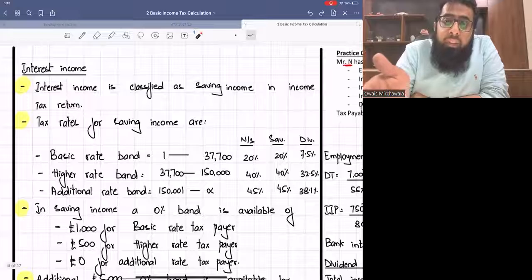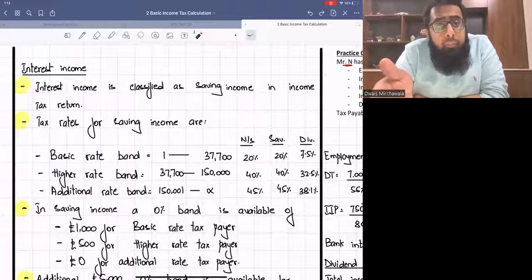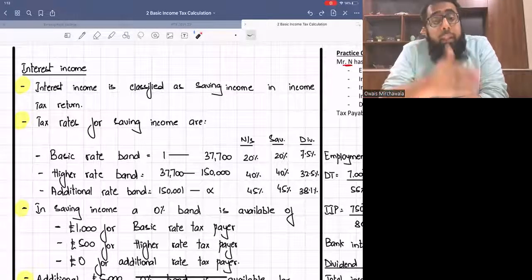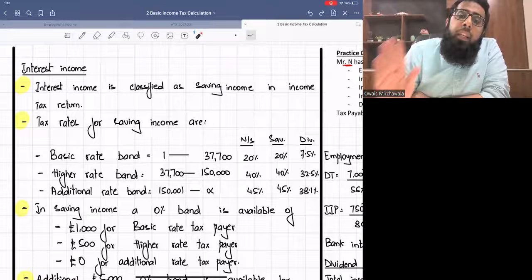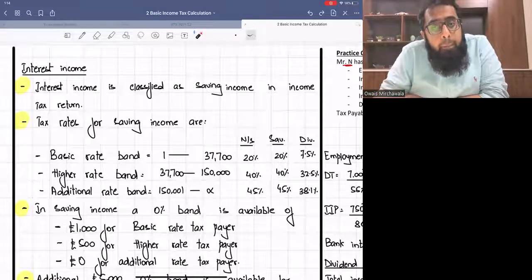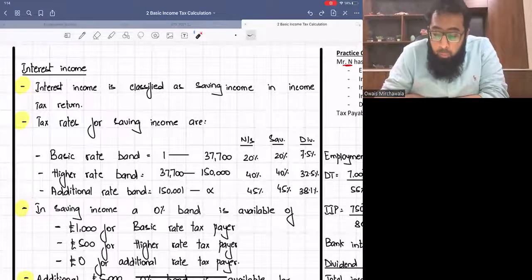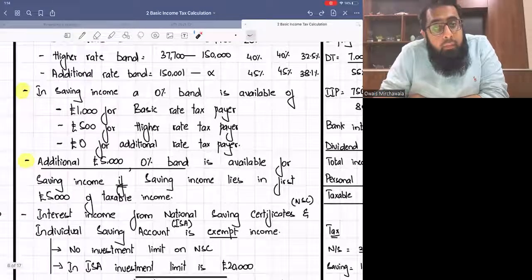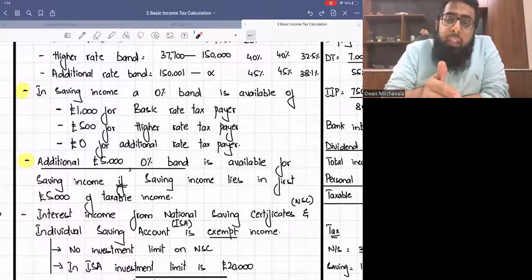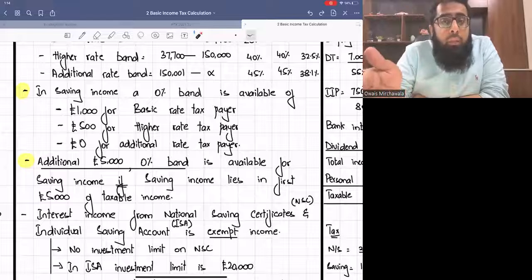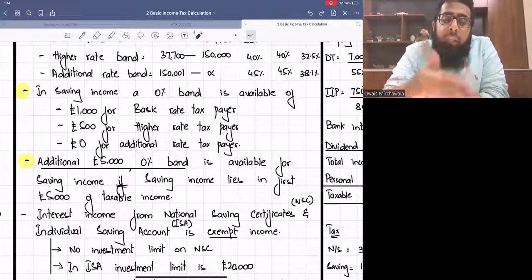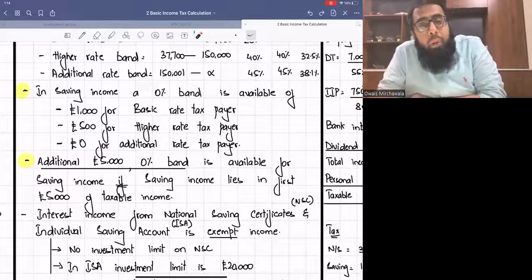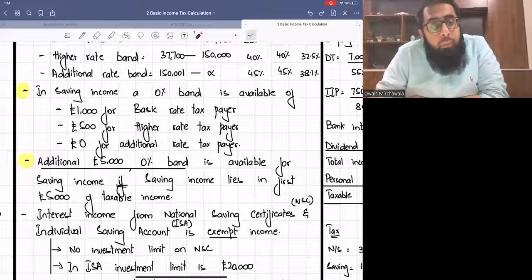Interest income is classified as saving income. The tax rates of saving income are the same as non-saving. The only difference is the 0% band. If you are a basic rate taxpayer, it's £1,000. If you are a higher rate taxpayer, it's £500. And if you are an additional rate taxpayer, it's £0.